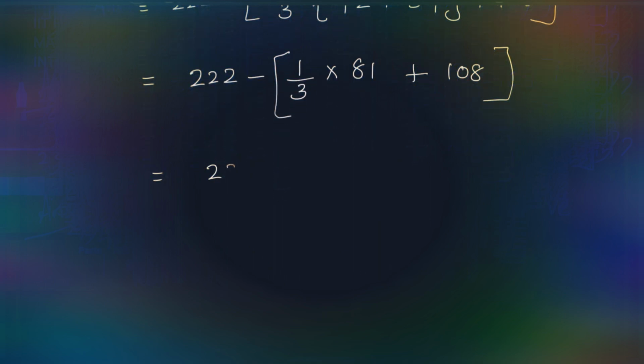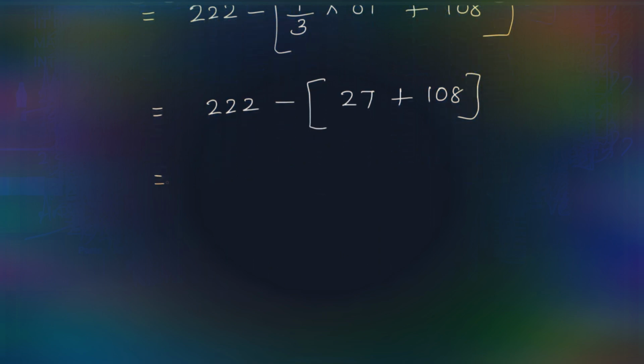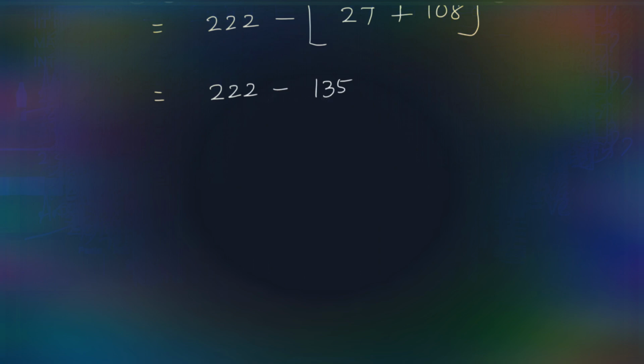And we can rewrite like this: 222 minus this, then multiplication and addition are given under the bracket. So multiplication has the first priority. So 1 by 3 into 81 means 81 divided by 3, and it is equal to 27. Then put the plus sign, then 108. Then the operation under the square bracket is done first. So 222 minus, first we calculate 27 plus 108, which is equal to 135. Then only we can subtract this 135 from 222, and the answer is equal to 87.